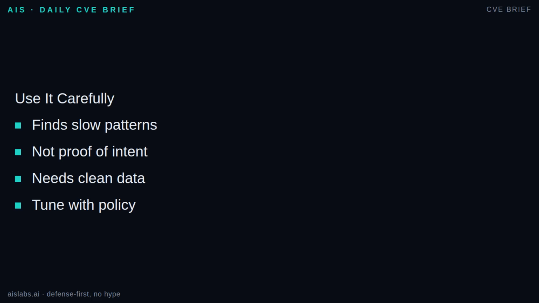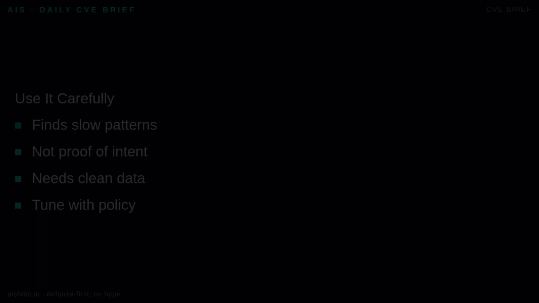But limits matter. UEBA does not prove intent. It can be wrong when roles change, projects launch, teams travel, or data quality is poor. It needs tuning and feedback. It should never become automatic punishment. Treat it as decision support, not a judge. The best outcome is often simple. Confirm the activity is approved, document it, and improve the baseline.